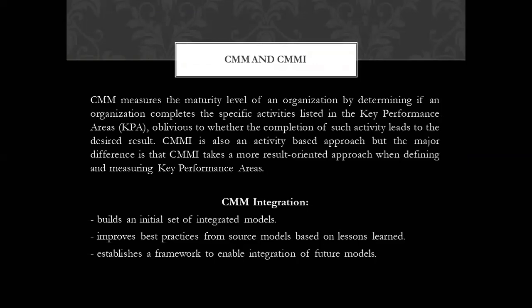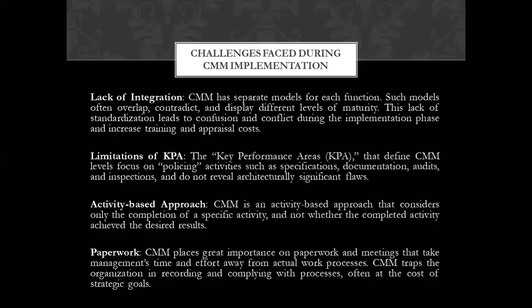Here I will give a very little introduction to what we will talk about. If a question comes up on the differences between CMM and CMMI, then you should remember some three points. The CMM, the basic model, measures the maturity level by determining whether the organization completes the specific activities listed in key process areas. So it is activity based. CMM is basically activity based. CMMI is the improved version which focuses on the results also. This is the first difference that you have to remember, and you can relate it to the challenges which have been improved in CMM.